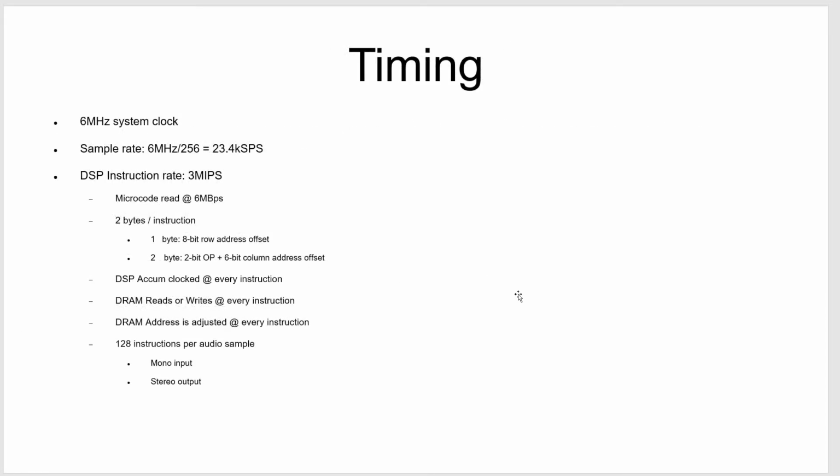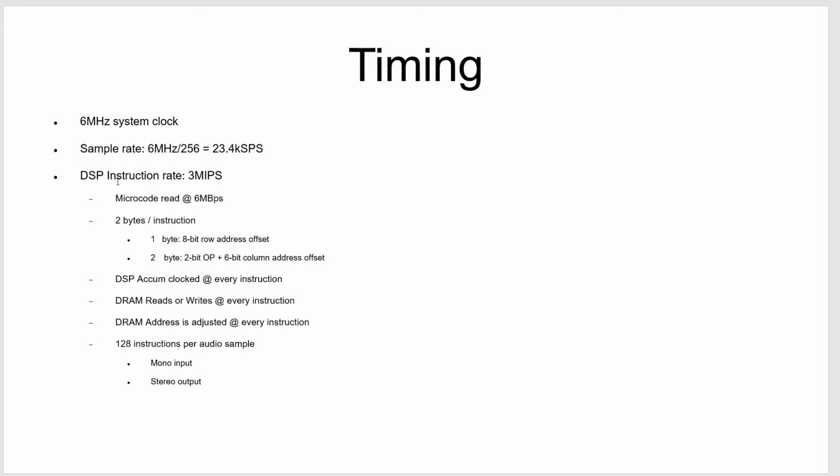Basic timing, as we discussed, is a 6 megahertz clock. It uses a ceramic resonator and not a crystal, so it's not perfectly accurate. We're going to assume that it is for this discussion. So it has an 8-bit counter, so it counts from 0 to 255 and rolls over. There's no jumping or execution out of order. This means it has a sample rate of 23.4 kilosamples per second.